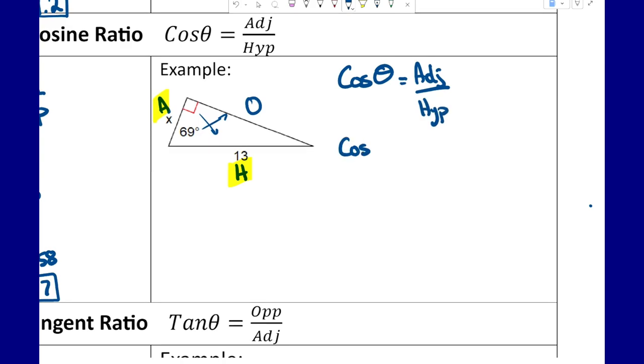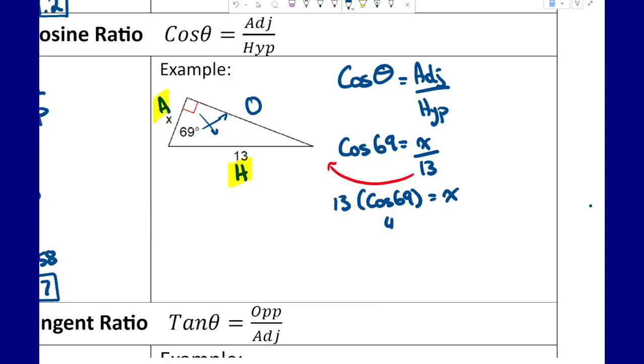Fill in our information after we know the ratio. So cosine of 69 is equal to x over 13. Now that I've plugged everything in, I want to solve my equation, so I need to rearrange for x. The 13 needs to come up. It becomes 13 times cosine 69 equals x. We do that calculation and we get 4.7 is equal to x, which is our unknown side. Again, at first glance, it does look reasonable because it is smaller than the hypotenuse.